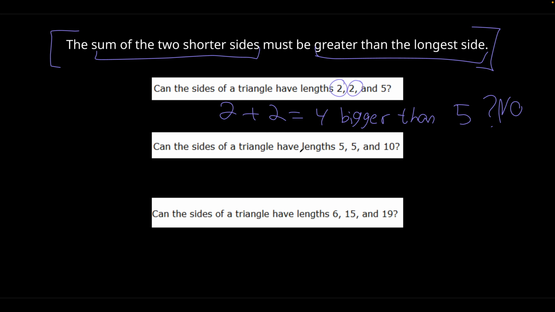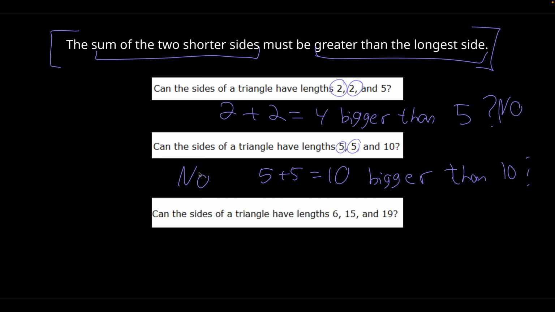Let's try another one here. This one says, can the sides of a triangle have lengths 5, 5, and 10? So again, let's add the two shorter sides. The two shortest sides here are 5 and 5. So 5 plus 5 equals 10. Is it bigger? Because it must be greater than the longest side. Is 10 bigger than 10? No, it is not. 10 is not bigger than 10. It's exactly 10. So this is a no. This triangle cannot be created.